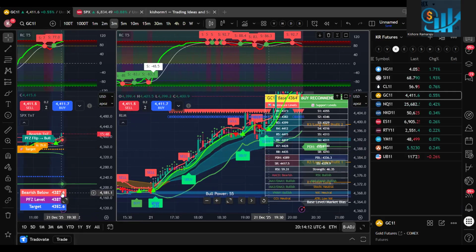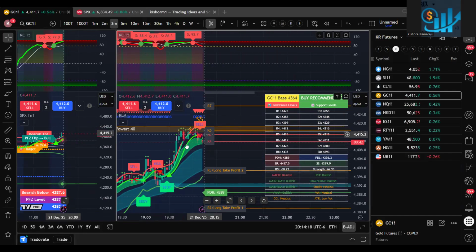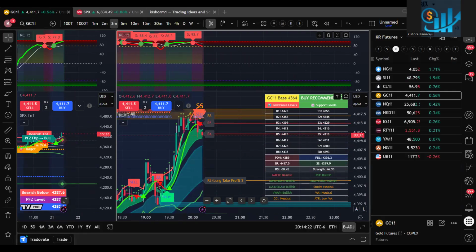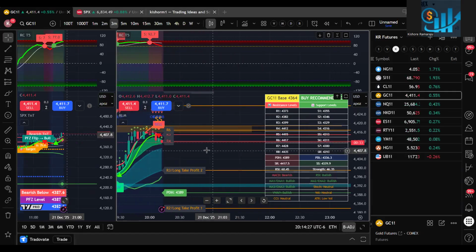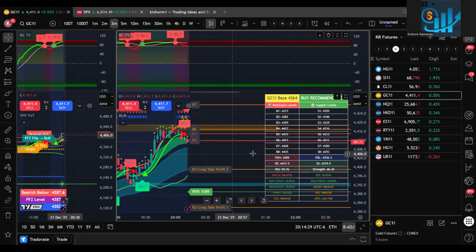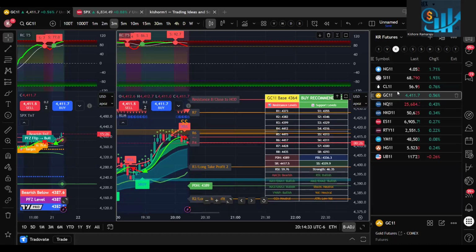Unless it drops below 43.87, our focus is mainly to look at the buy opportunities. So whenever we get a buy signal, we'll take it. We'll only focus on buy opportunities. Same thing, right? Let us go and look at silver.